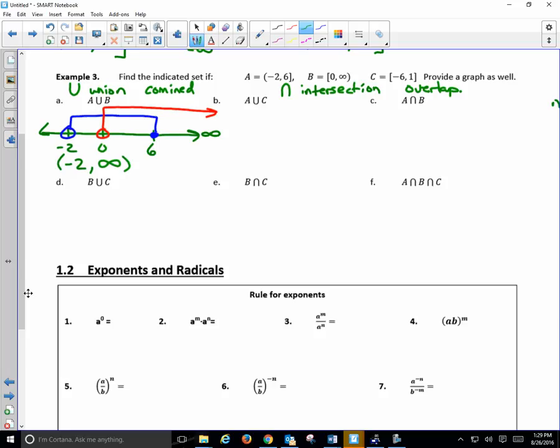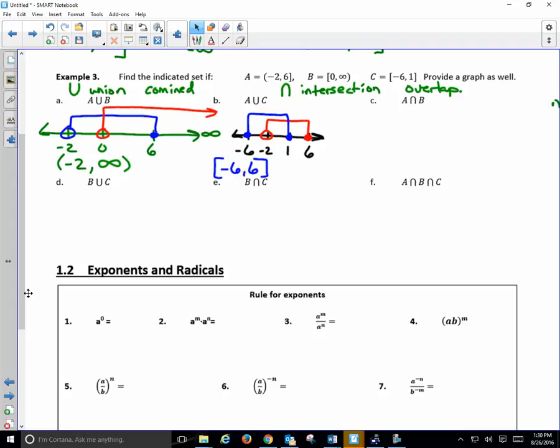You try A union C. So the overlap, I'm sorry, the combined grouping should be from -6 to +6. Any questions on that? Okay, then the next one says A intersect B.